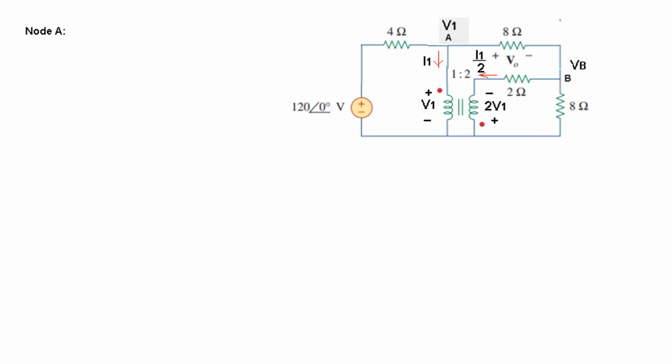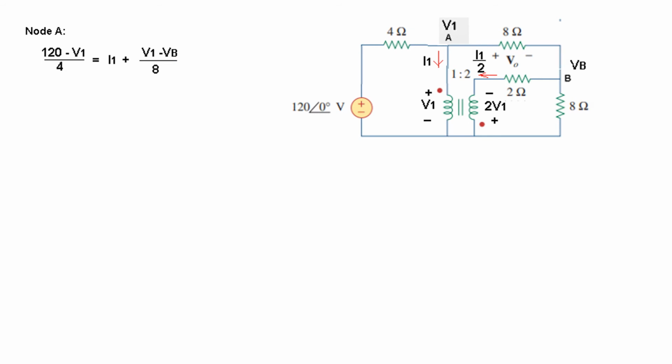So at node A, we can see this current entering. So we'll write 120 minus V1, divided by 4. I1 is leaving, so we write I1, and this current is leaving, so V1 minus VB divided by 8.